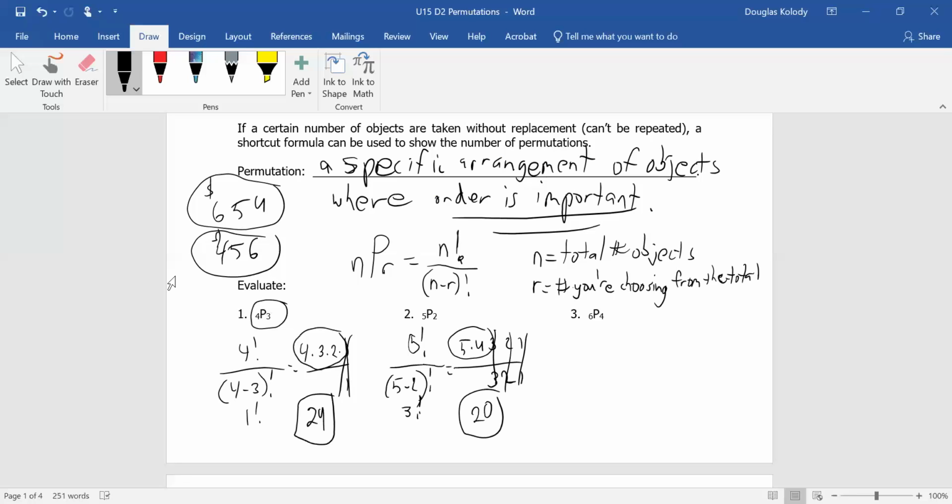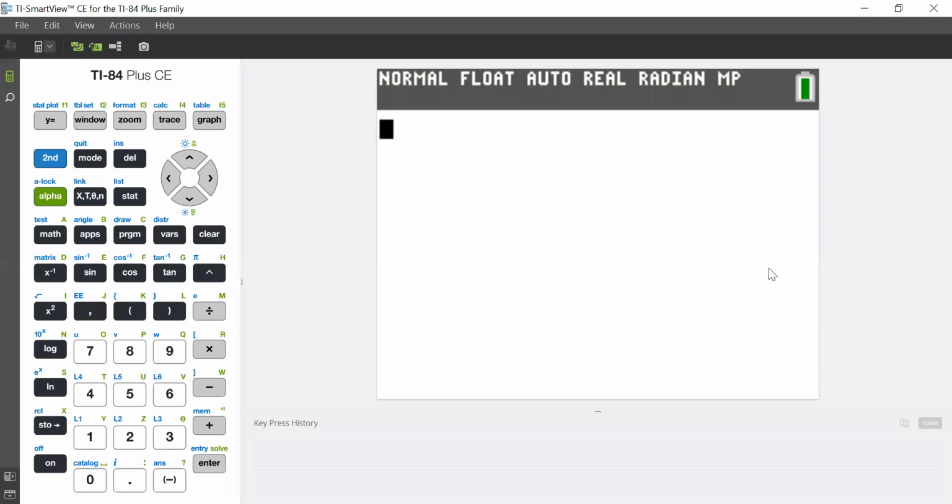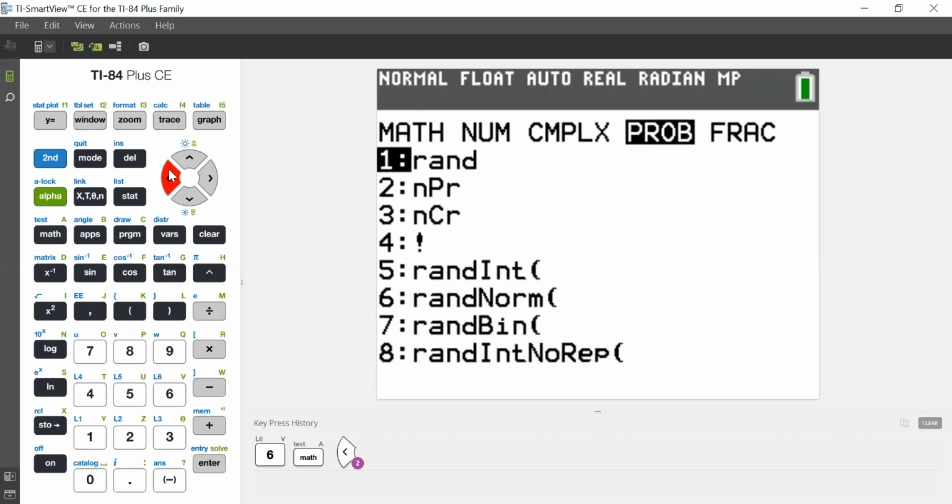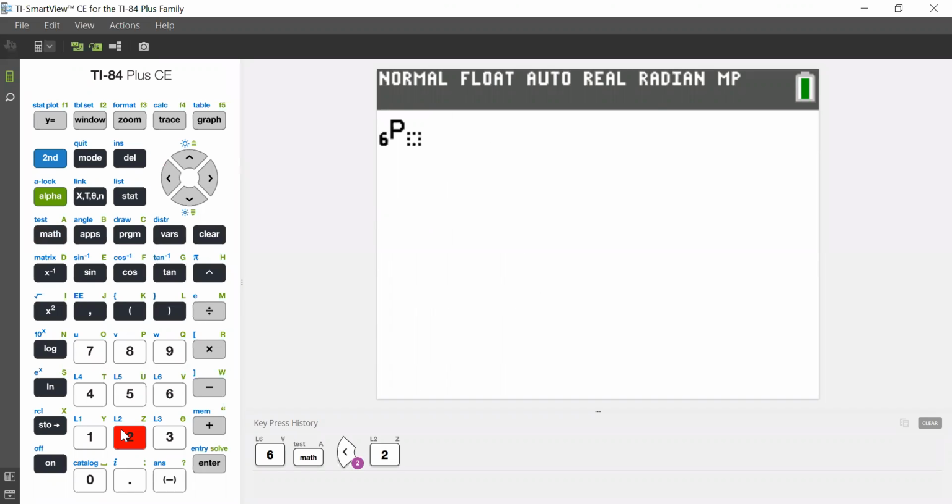How about 6P4? Let's go to the calculator for this. Matter of fact, you can use your calculator for all these. I just wanted to show you the formula. So I'm going to hit 6, then go to math, just like yesterday. Go to the left twice to probability, and go down to option 2, which is nPr. 6P4. Hit enter, and you get 360. That's it. You can do it on your calculator.